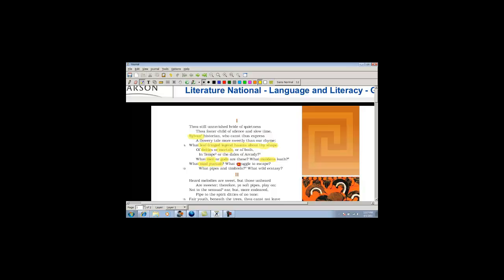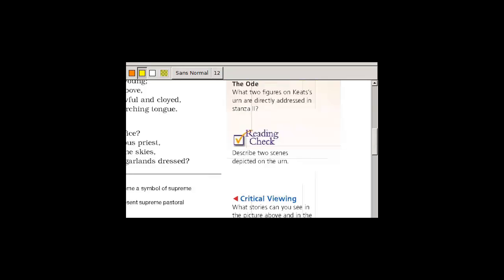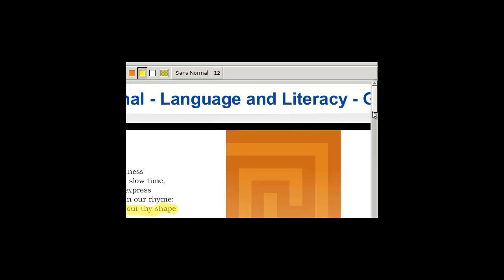Mad pursuit, struggle to escape. So somewhere on the urn there seems to be an appearance that somebody is running, either for something or from something. Pipes and timbrels. Okay, and when you go down and look, timbrels are tambourines. So you know somewhere on this urn people are playing musical instruments.